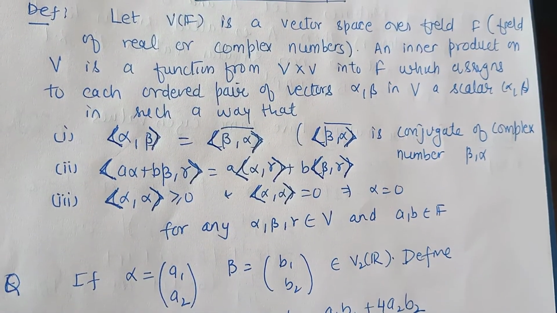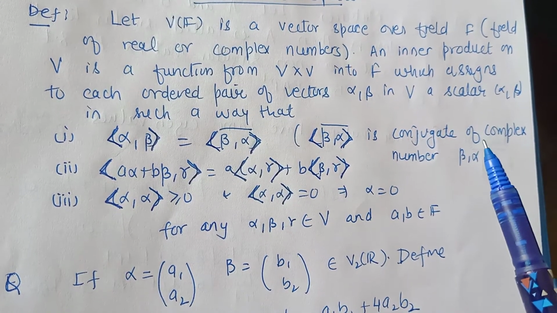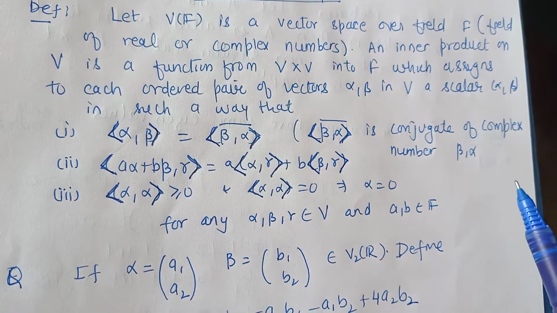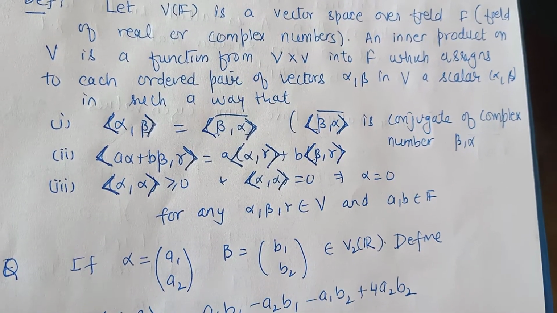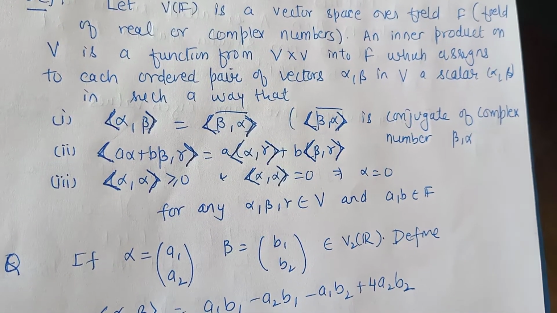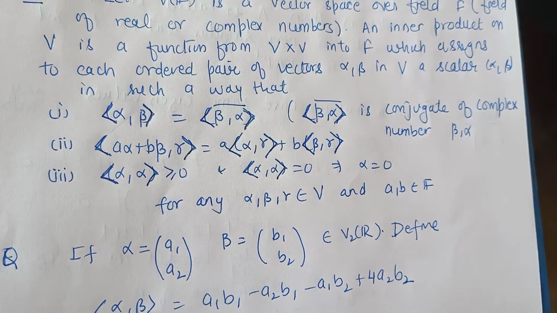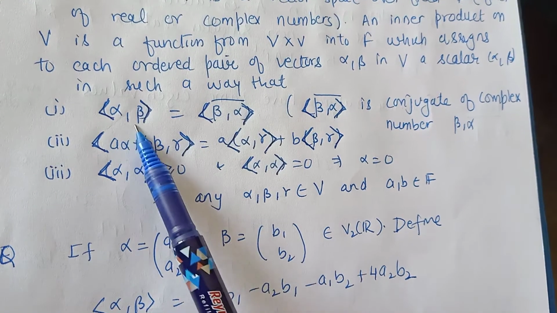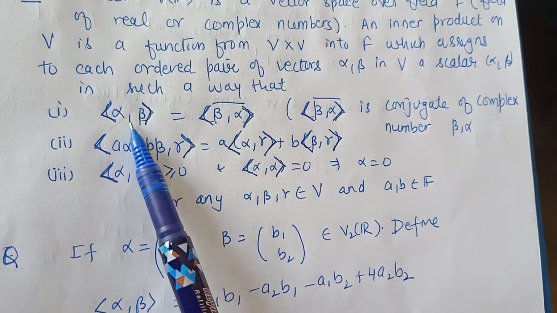Unless it is mentioned otherwise about the field, we shall always consider the field to be the field of complex numbers or real numbers. If it is some other field, it will be specially mentioned. For the time being, you will always consider this field to be the field of complex numbers. So this is the first property, known as conjugate symmetry.